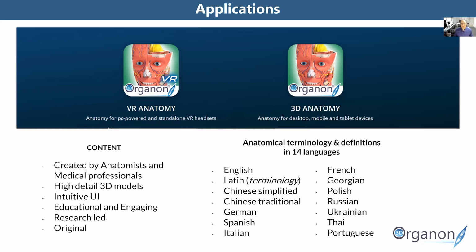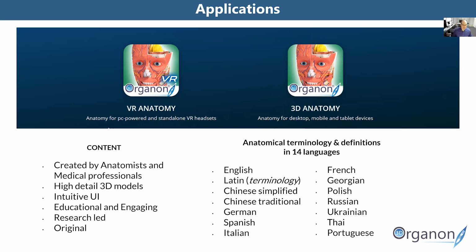3D Organon comes in two flavors. First of all, we have the traditional app, which is designed for desktop, mobile, and tablet applications for laptops. And then we have the virtual reality anatomy app, which is designed for PC-powered and standalone virtual reality headsets.